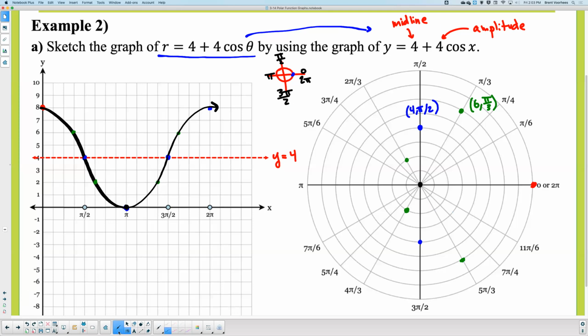Notice this graph needed a whole 2 pi to make the cycle around. This one needs the whole 2 pi. So I'm going to try to connect these as best I can. It would be rounded out. I hit that, and then it bounced back out like this.